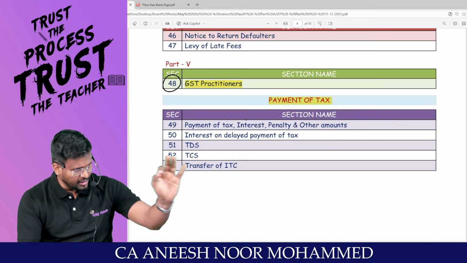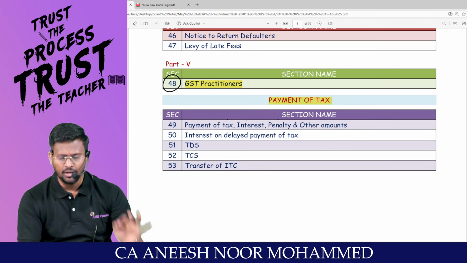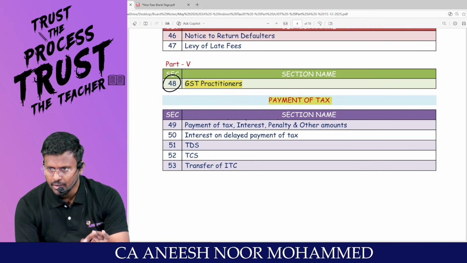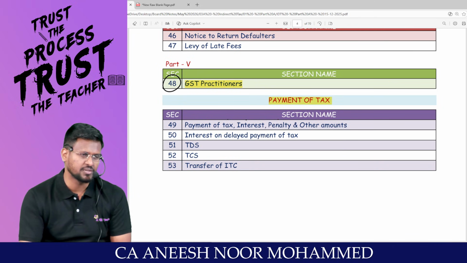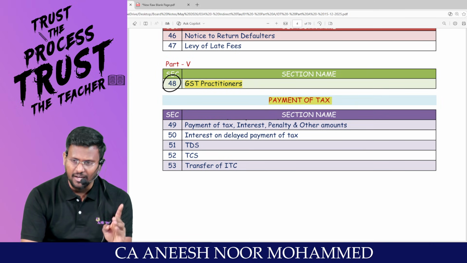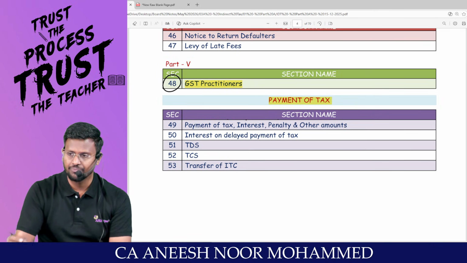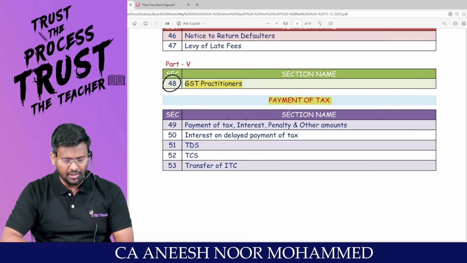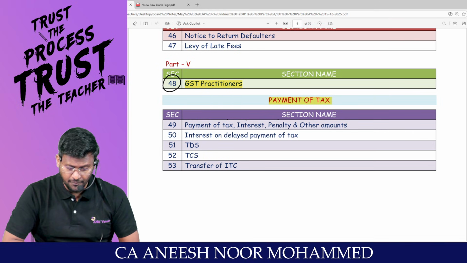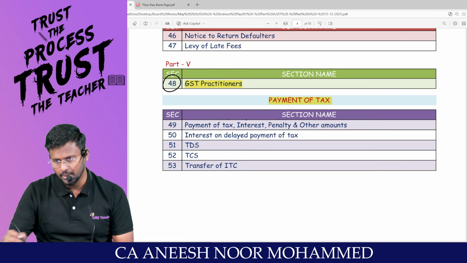At the time of filing return, as per section 49, you are liable to pay TIPS. What is the full form of TIPS? Tax, interest, penalty or any other amount. Section 50, interest on delayed payment of tax. Section 51, TDS. 52, TCS. 53, transfer of ITC. Are you all really with me?